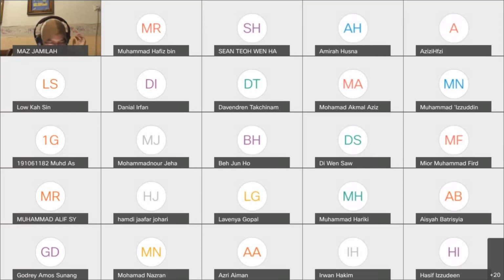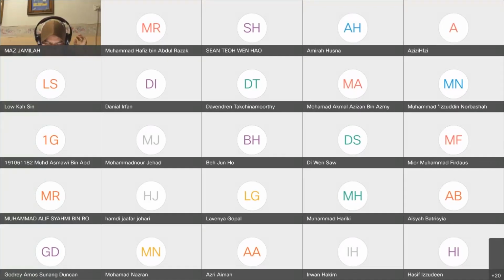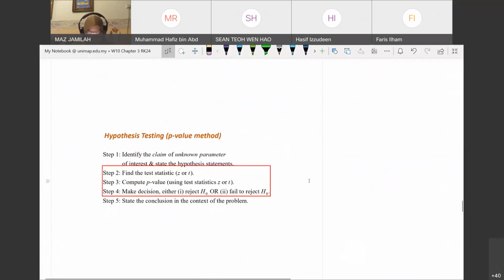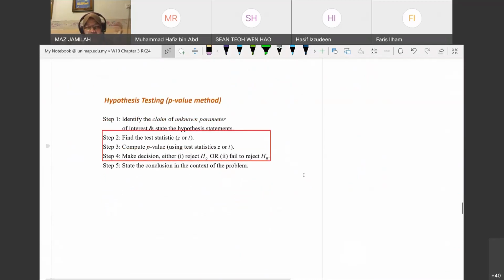Okay, so I continue with the content. Now, what's next to be covered? We have finished with our first method, that is using our traditional method on how we can perform the hypothesis test. Now, what if we are using the p-value method, and how does the p-value method differ from what we have in the traditional method?